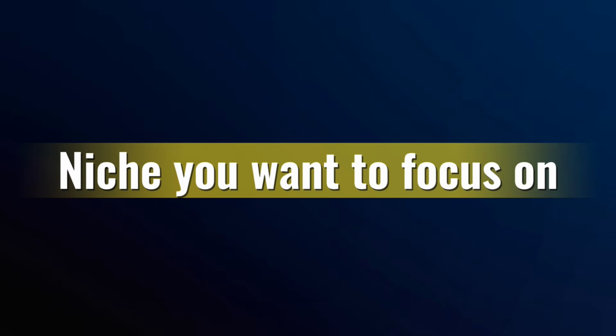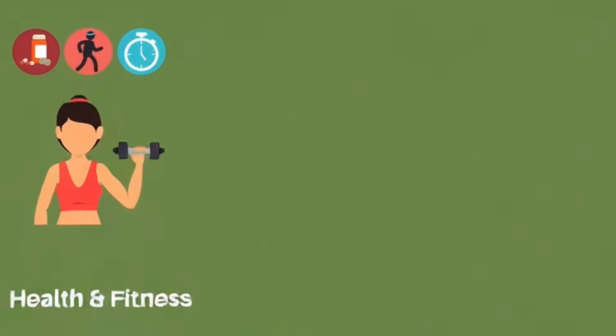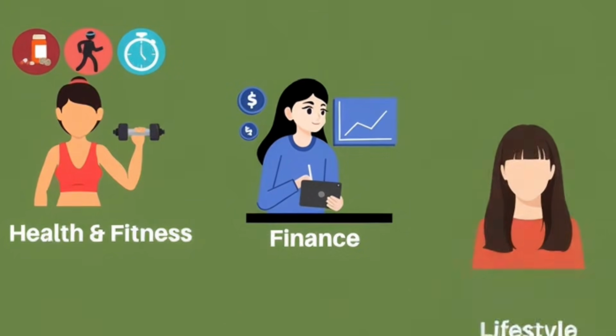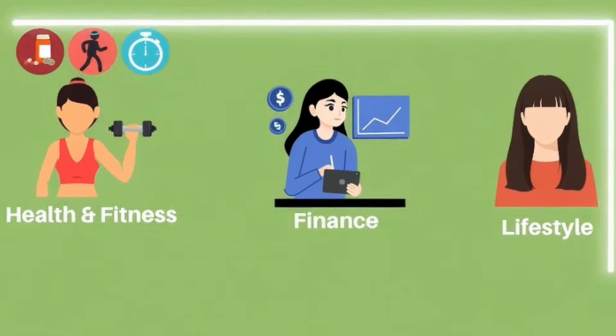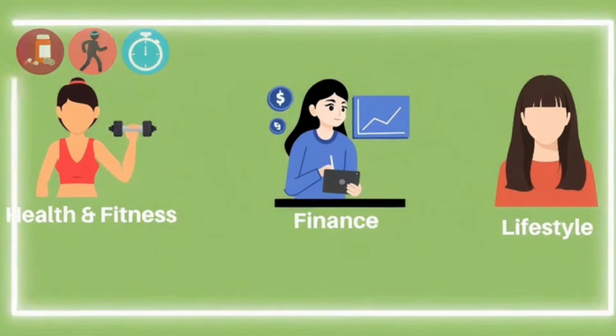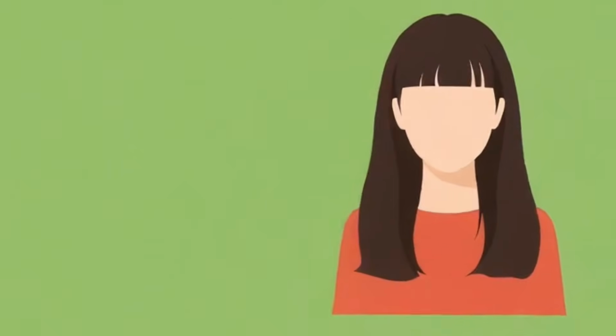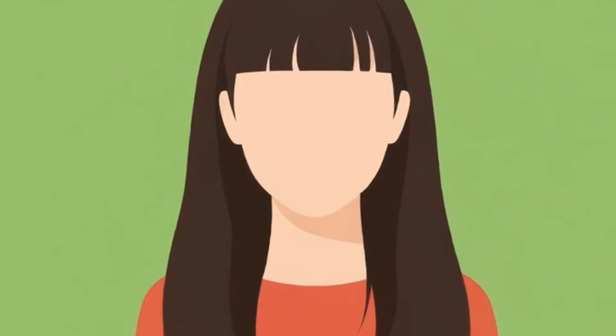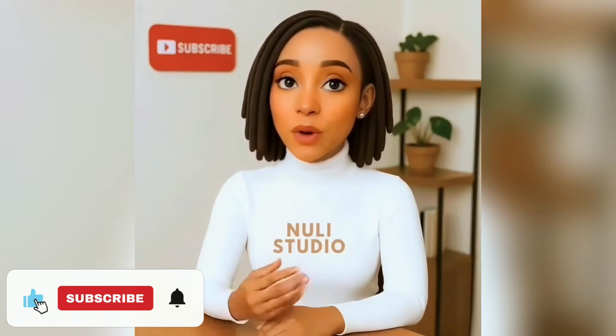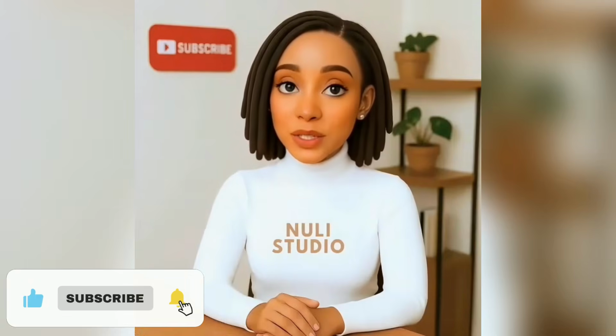Before we create our AI influencer, you first need to decide on the niche you want to focus on. It could be health and fitness, finance, lifestyle, or any other niche you're interested in. These are some of the most popular and trending niches right now. Personally, I'm more interested in lifestyle content, so that's the niche I'll be focusing on for this tutorial. But don't worry, the exact same process works for any niche you choose.